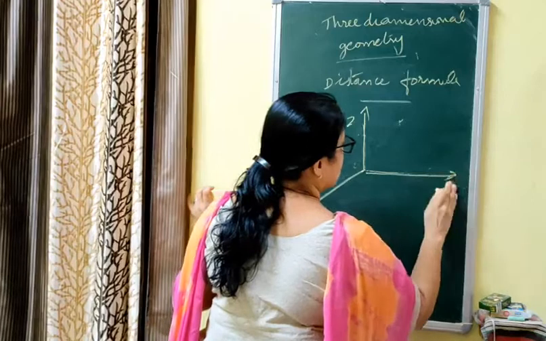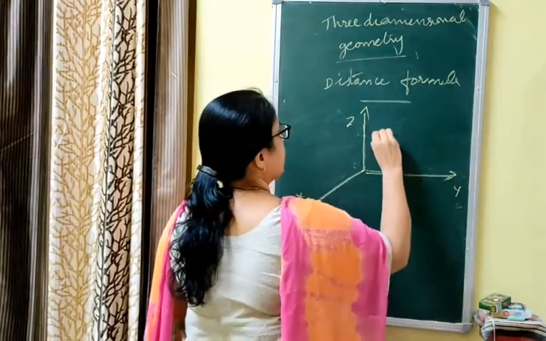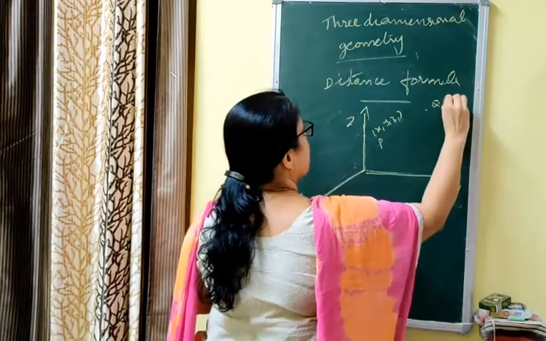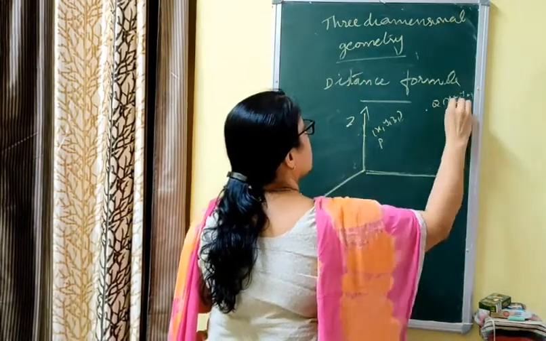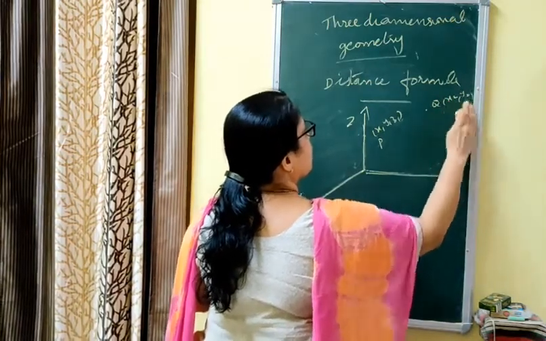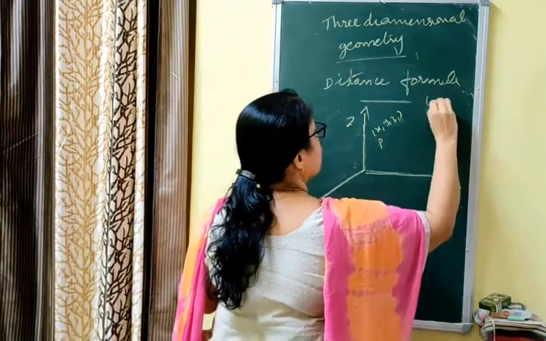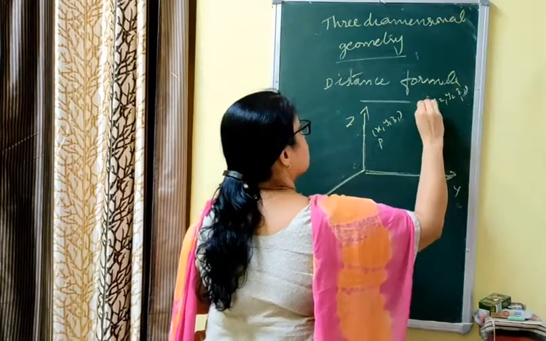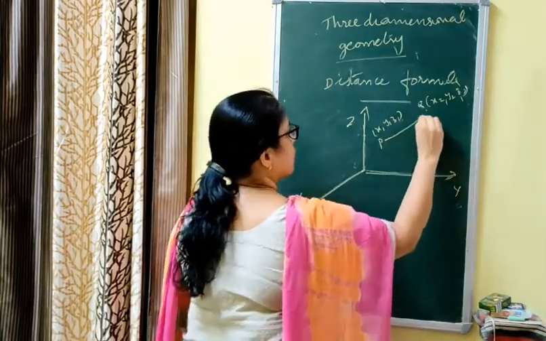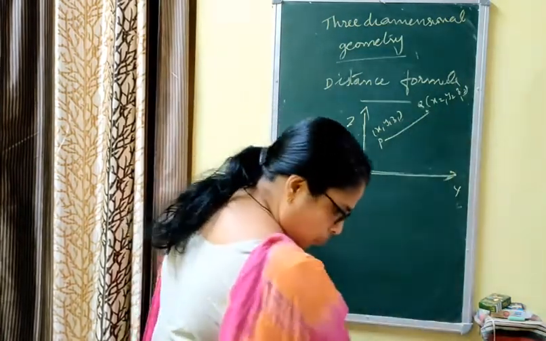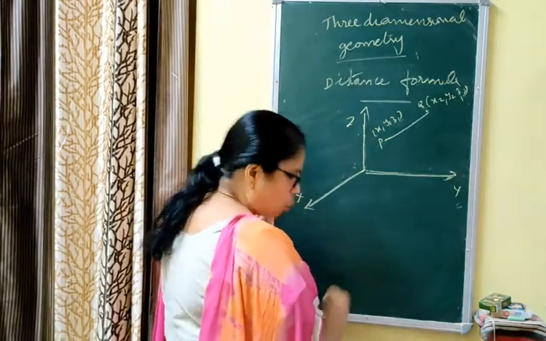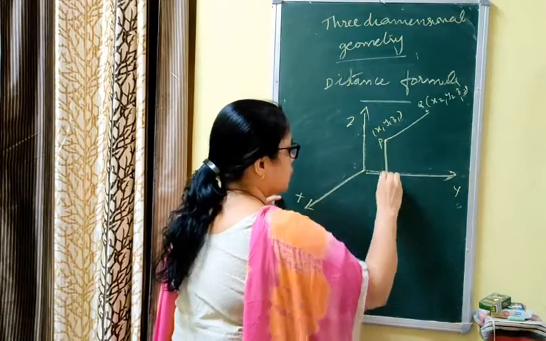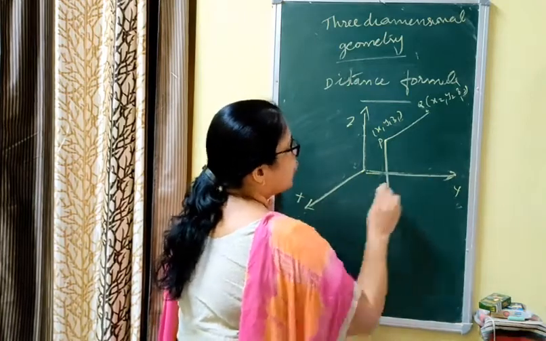I am taking the points P(x1, y1, z1) and Q(x2, y2, z2). With the two given points, you have to find the distance between these two points. To find the distance between these two points, I will just give the explanation.